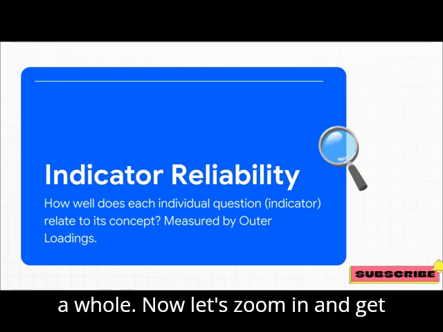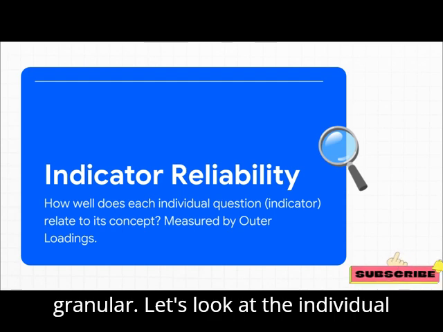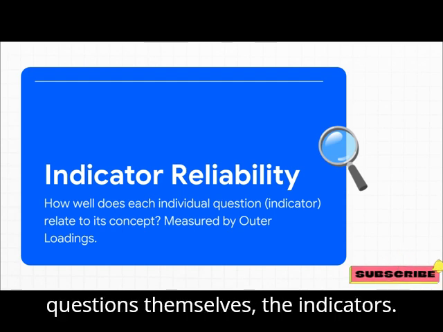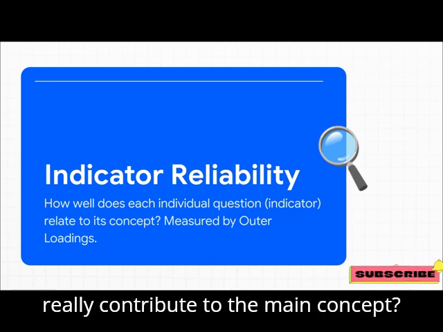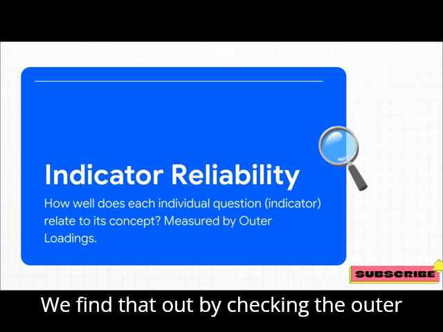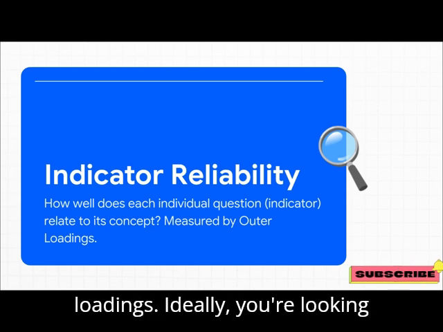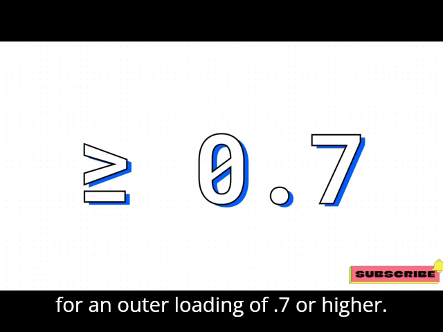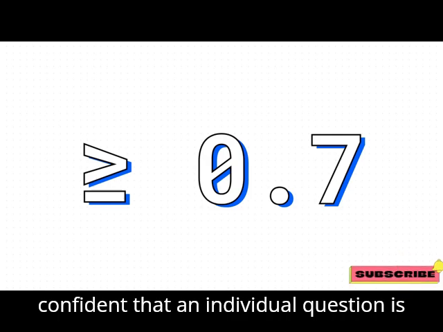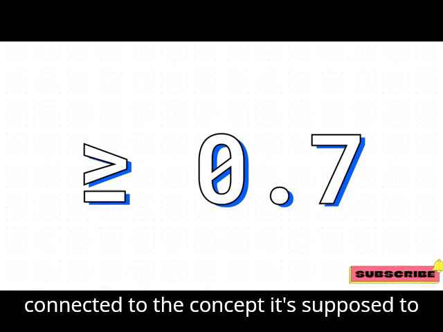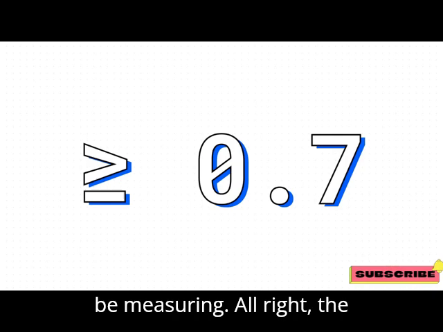We've looked at our concepts as a whole. Now, let's zoom in and get granular. Let's look at the individual questions themselves, the indicators. How much does each specific question really contribute to the main concept? We find that out by checking the outer loadings. Ideally, you're looking for an outer loading of 0.7 or higher. When you see that, you can be really confident that an individual question is pulling its weight and is strongly connected to the concept it's supposed to be measuring.